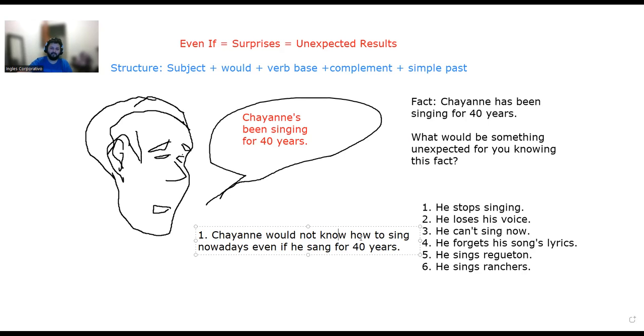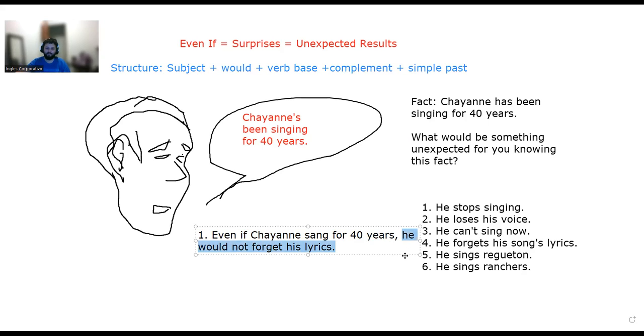And we can say, even if he's singing for 40 years, and then comma, even if Cheyenne, here we need to say even if Cheyenne, right? Singing for 40 years, he would not forget his lyrics. Okay, this is something surprising, right? Even if Chayanne sang for 40 years, he would not forget his lyrics. Okay, so that means, oh my God, it's surprising that after 40 years he still knows the lyrics, right? Okay. So it's something surprising, okay?